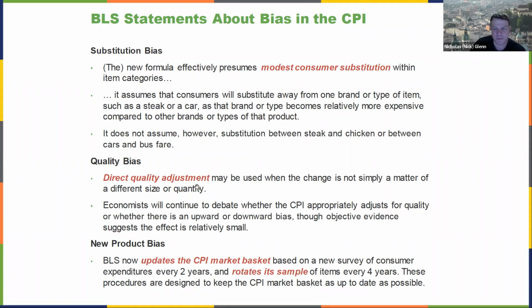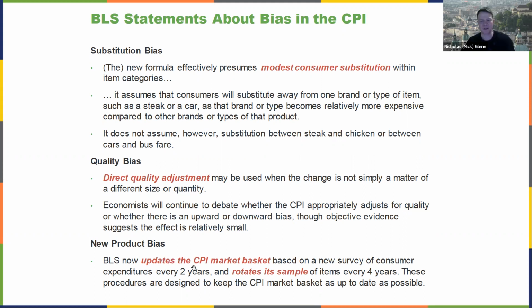Quality adjustment. Sometimes it's not just a matter of size or quantity, so then it's kind of hard to do. What they do is they look and see, what are people willing to pay for it? How much more are they willing to pay? They try to adjust for it that way. That's something that's really hard to do. That's probably the toughest one to get completely right.